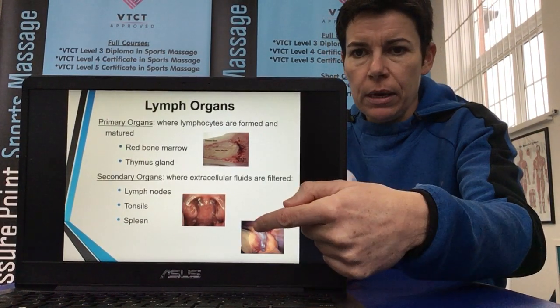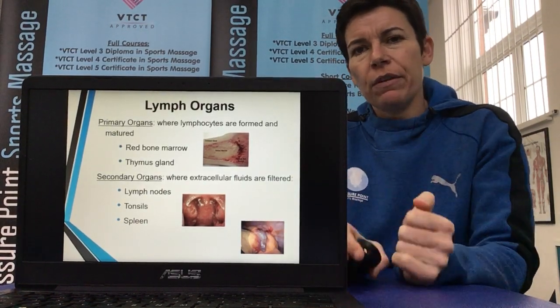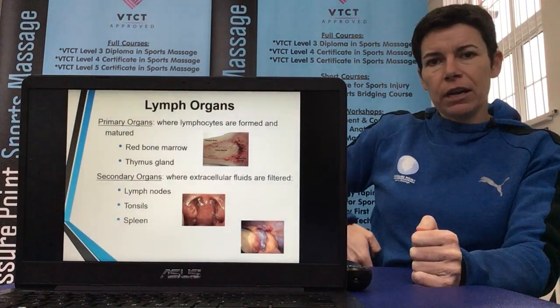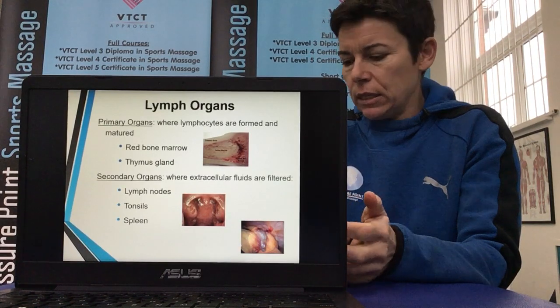Appendix. This is showing the appendix here. So the appendix is around the size of your little finger. And if you've had your appendix out, you'll have a scar on the right side of your body. So it'll be quite a small scar, and then removing this appendix.